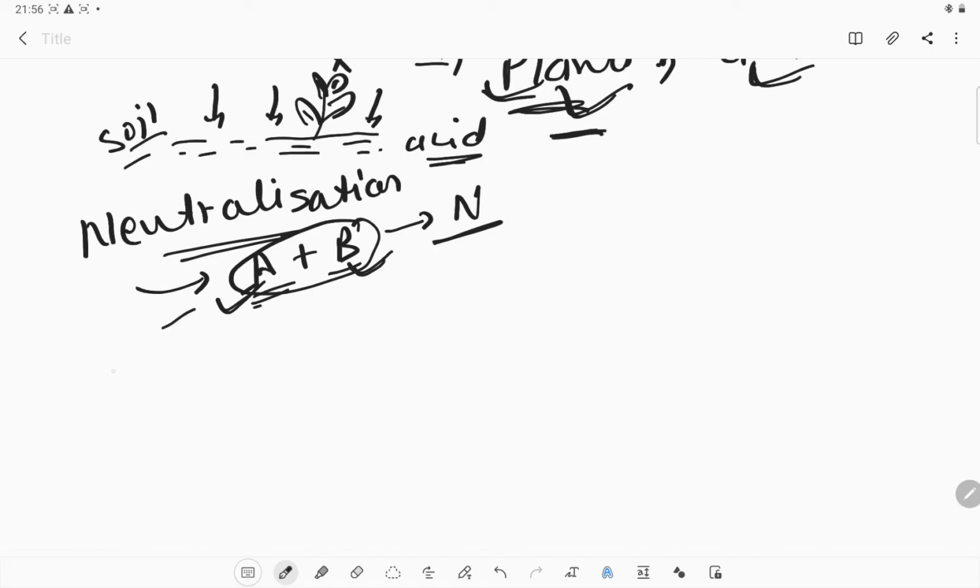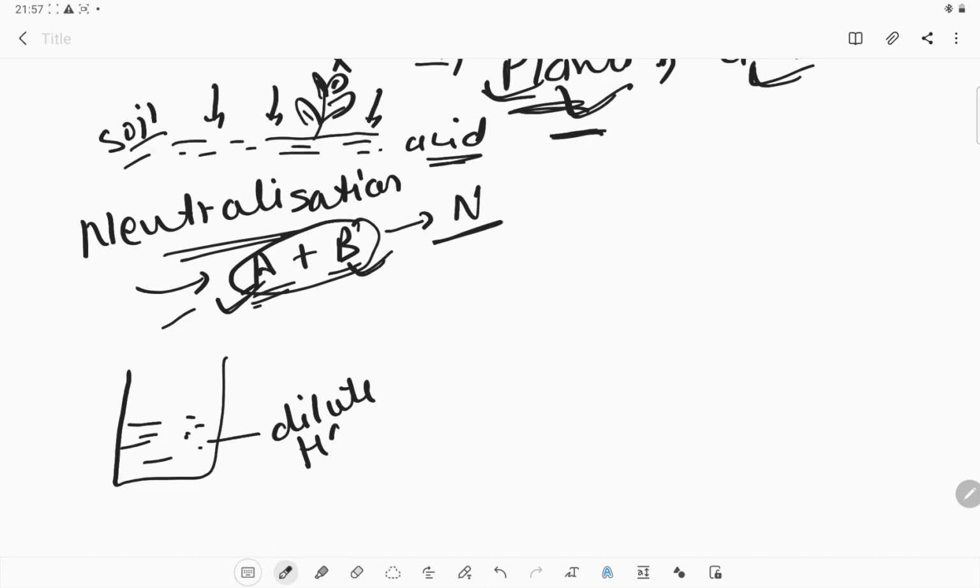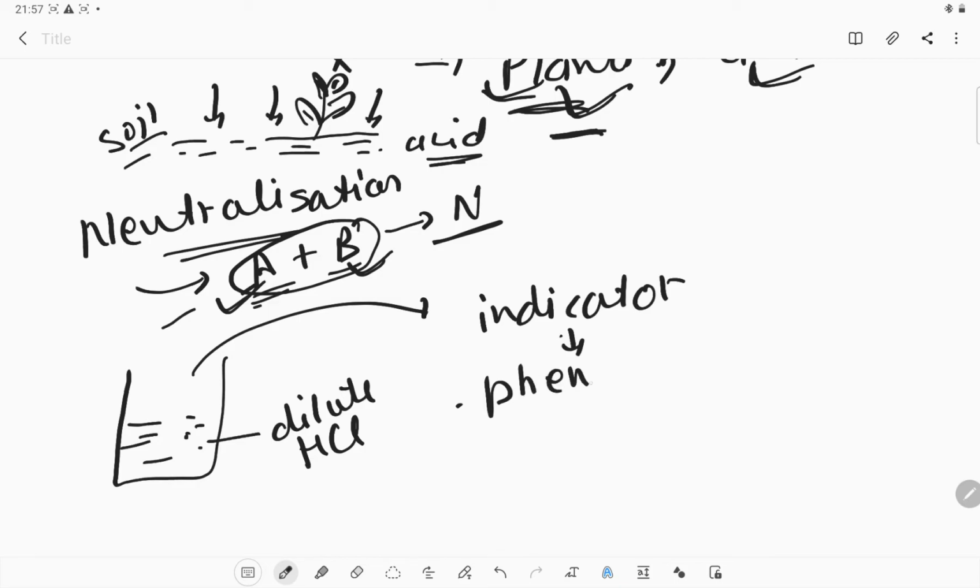To understand this, there is a very good experiment. Here we are taking a beaker, and into that beaker we have used dilute HCl. What we need to add is a few drops of an indicator. Which indicator we can use, we need to figure out, so we cannot take any indicator. In this experiment, we have taken phenolphthalein. This is the indicator which we have used in this solution.